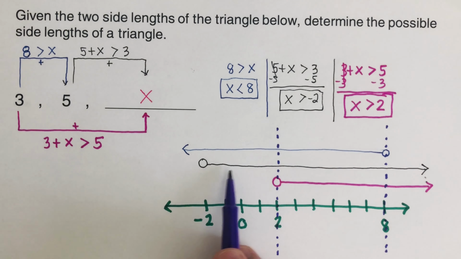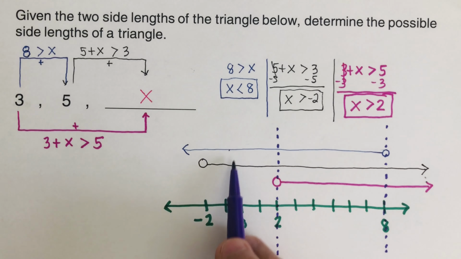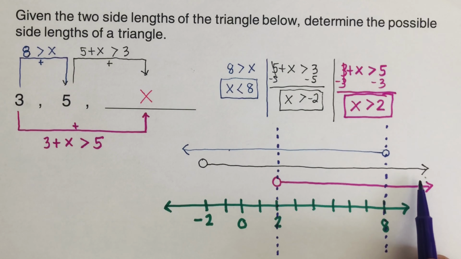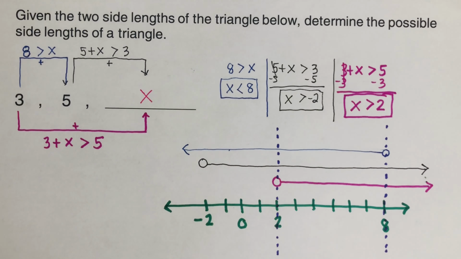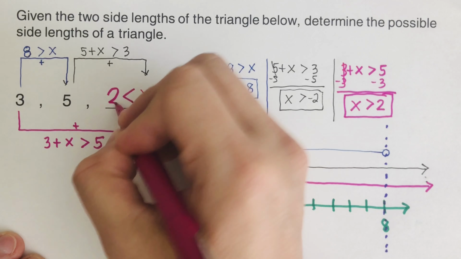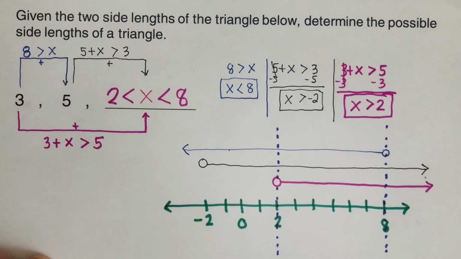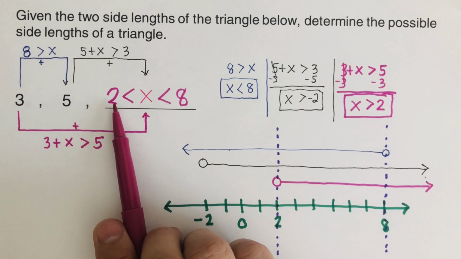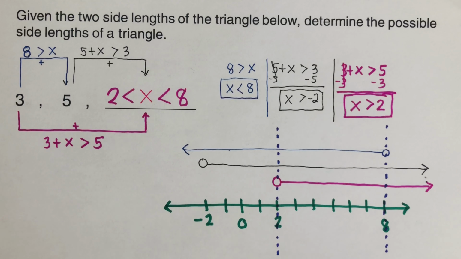In here, this would only work for the second and the first inequality. This one would only work for the second and third inequality. But this side right here would work for the first, second, and third inequality. That means that anything greater than 2 but less than 8 would work. That means 2.1 would work up to 7.9. Those are the numbers that would work.